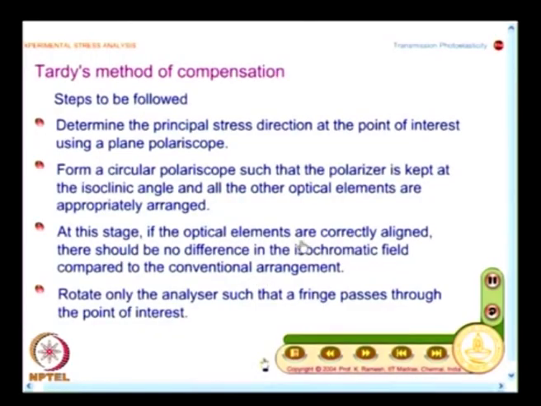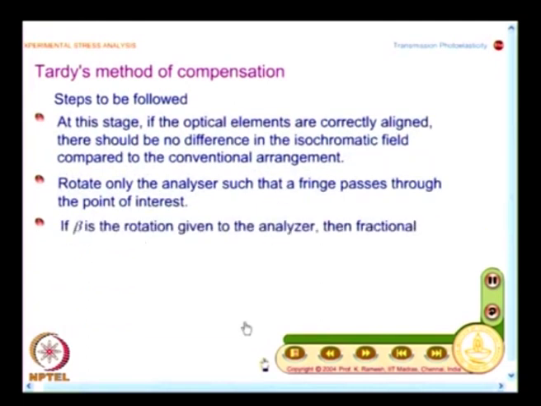So, what you have here is that the optical elements are correctly aligned, so there should be no difference in the isochromatic field compared to the conventional arrangement; that you should verify. Then rotate only the analyzer such that a fringe passes to the point of interest. Suppose I have rotated by an angle beta, then the fractional fringe order delta n, expressed in terms of fringe orders, is given as plus or minus beta by 180 degrees.